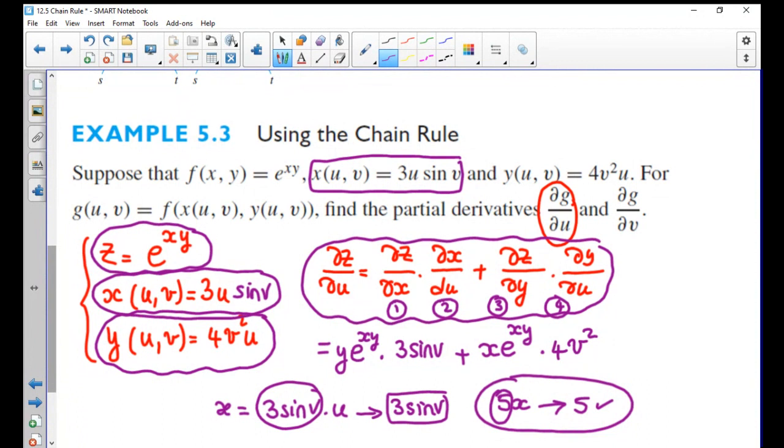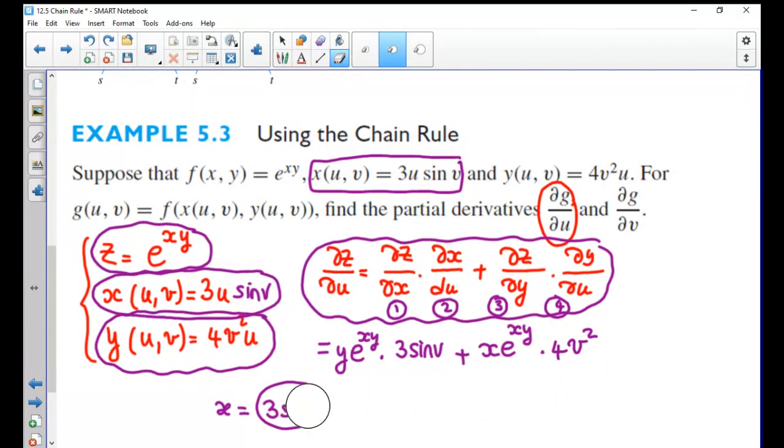Do you understand this? So no need for the product rule here because this is a constant, so no need for that. Now, okay, what's the last step here? What do we need to do at the last step?